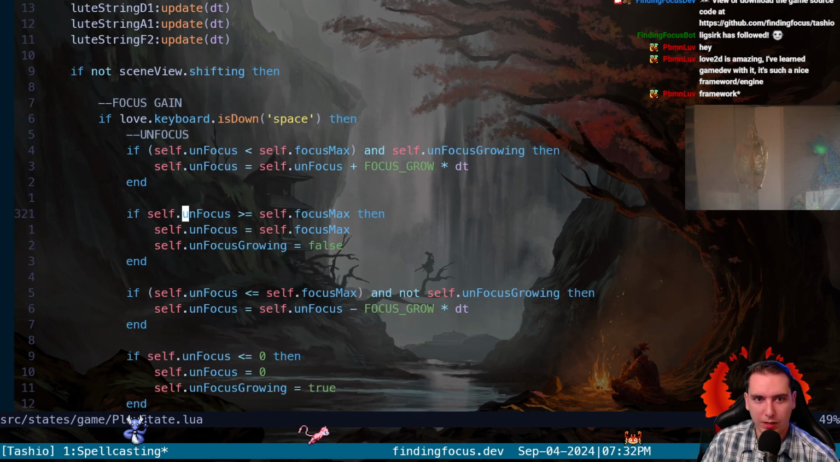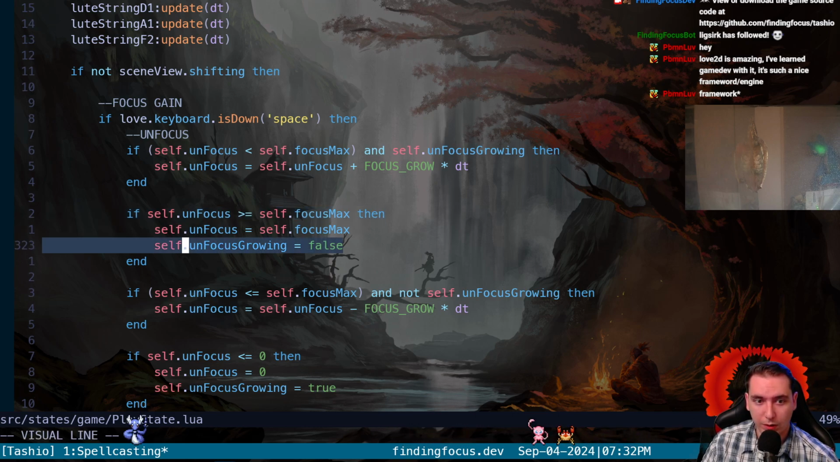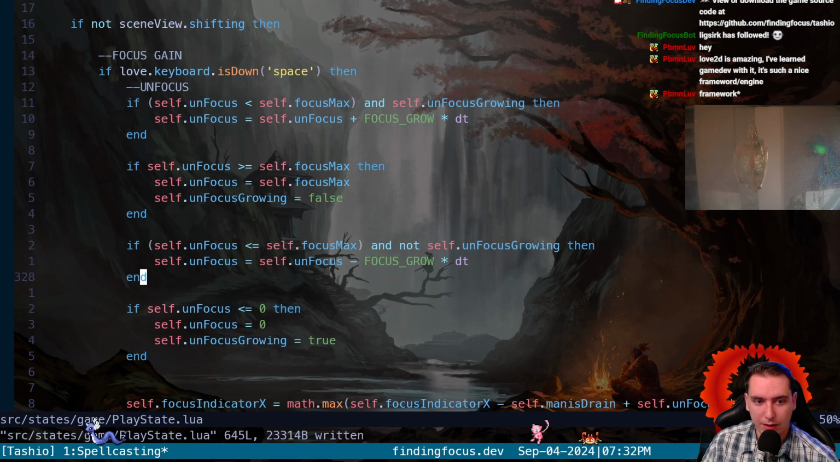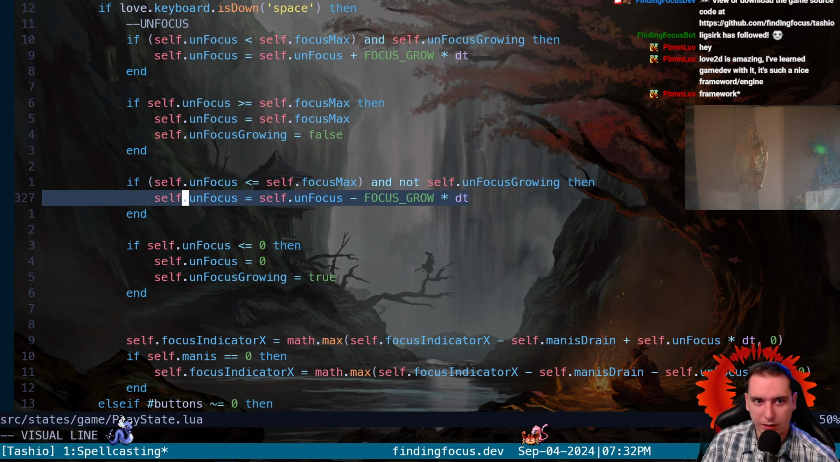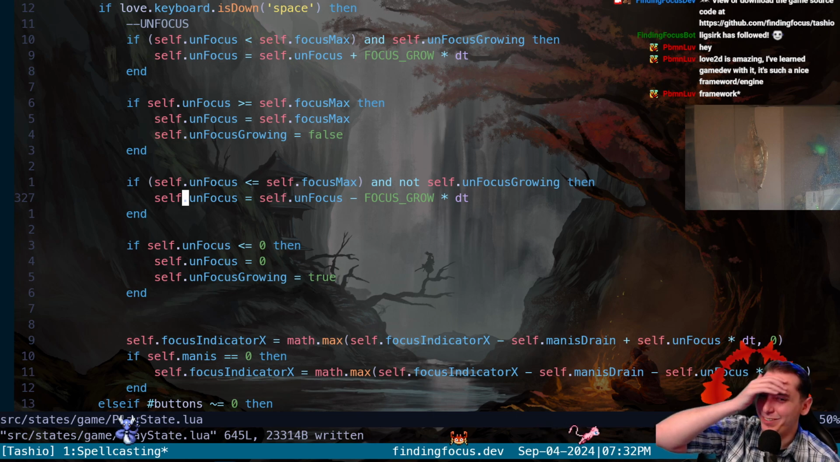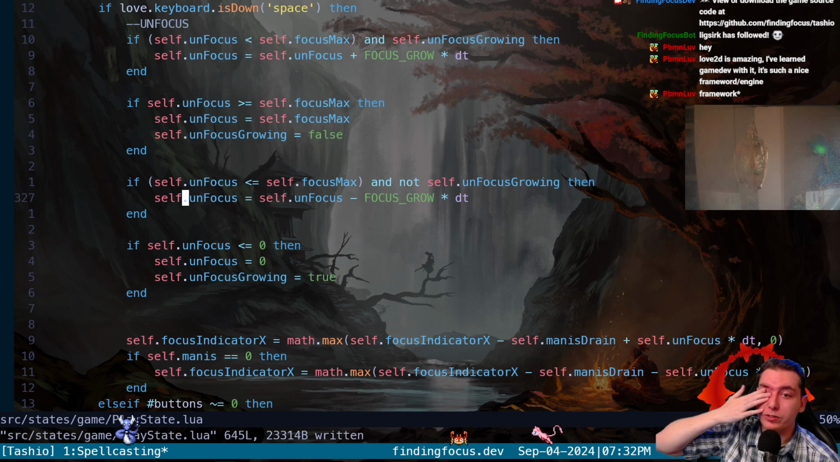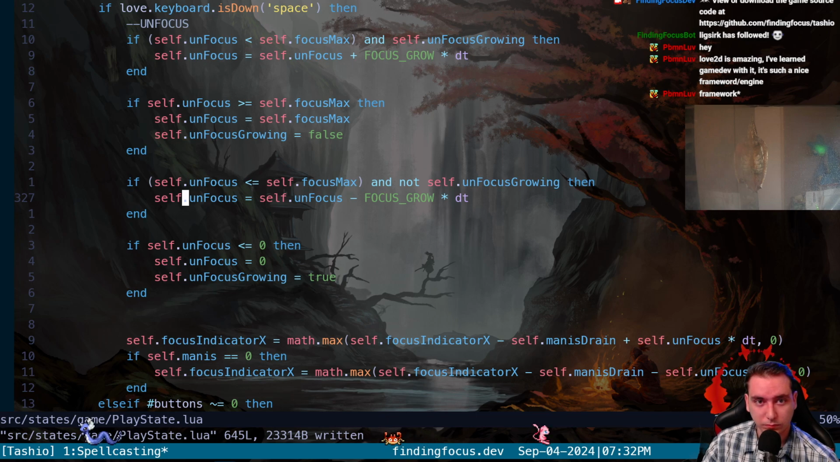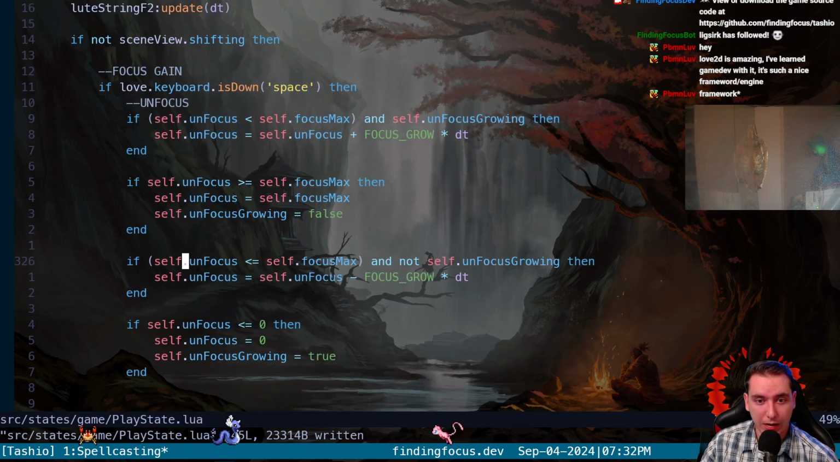Because, gosh, yeah, okay. So if our unfocus is greater than or equal to our focus max, we're going to become, oh god, no longer unfocus growing. And then if we're not unfocus growing, then we're going to decrement our unfocus. But this is so stupid. We're going to decrement our unfocus by focus grow if we're not unfocus growing. What the hell does that even mean? Oh man.